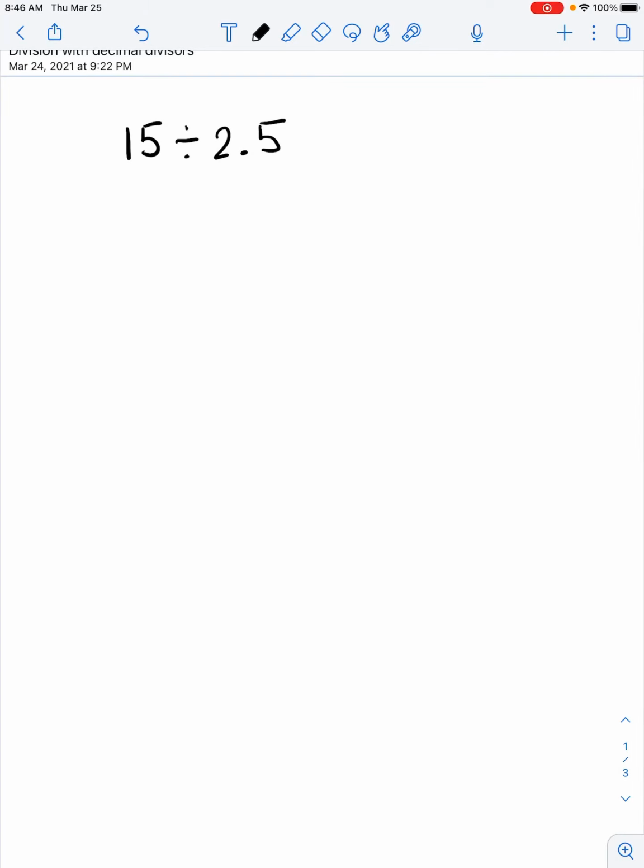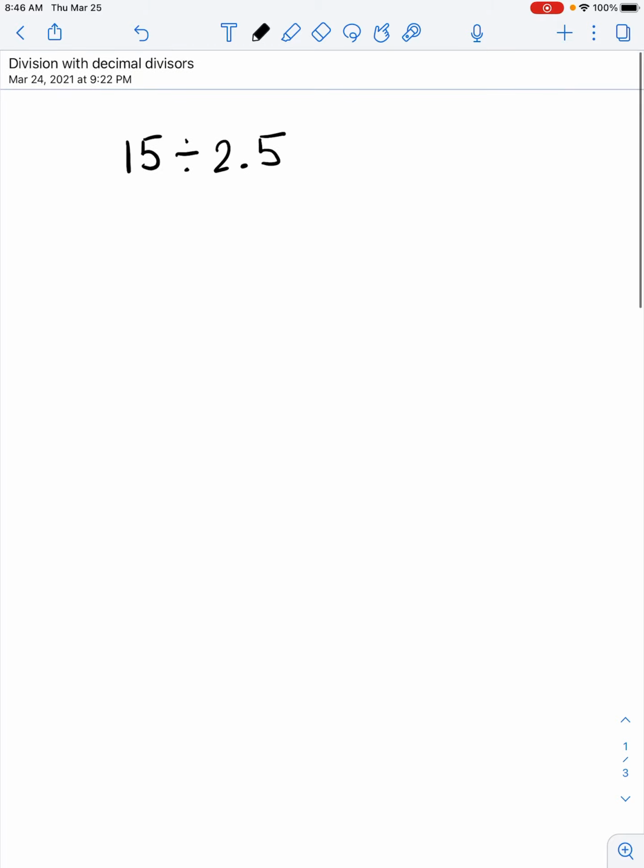Today we're going to try to understand division with decimal divisors by using our knowledge of fractions. So I know that every fraction is a division problem, therefore every division problem can be written as a fraction. So I'm going to take my first problem, 15 divided by 2.5, and I'm going to write it as a fraction. Okay, and that would be 15 over 2.5. Now, that looks a little wonky. We're not used to seeing decimals in our fractions.